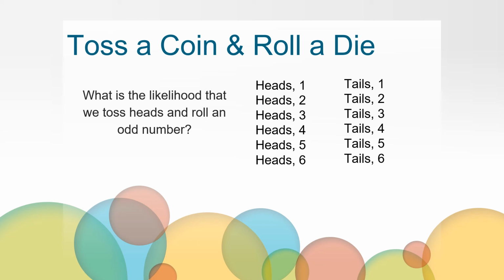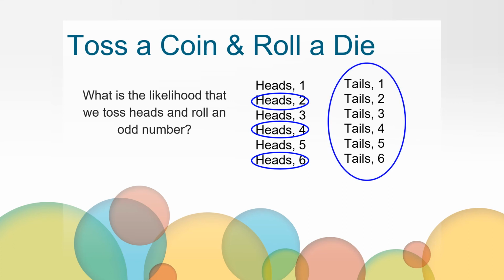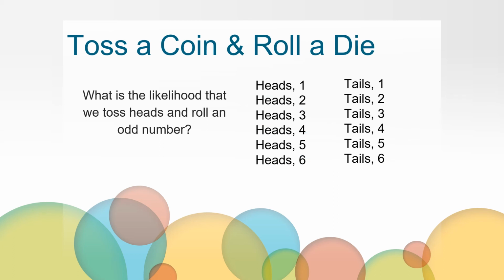How many possible outcomes do not include heads and an odd number? Well, there are 3 possible outcomes that are heads but do not include an odd number, and there are 6 outcomes that do not include heads at all. So there are more outcomes that do not meet this criteria than outcomes that do. Therefore, the likelihood of tossing heads and rolling an odd number is unlikely.